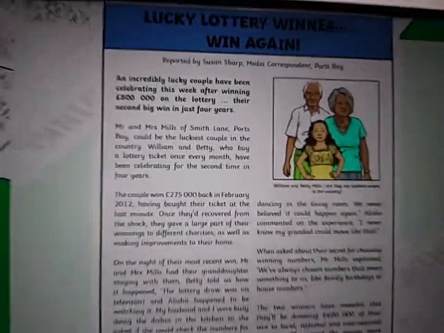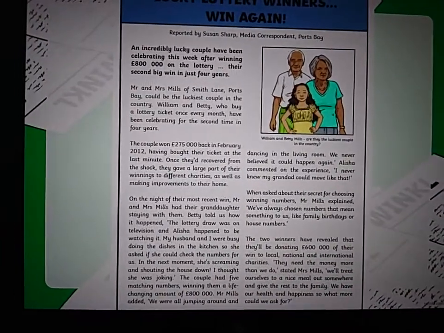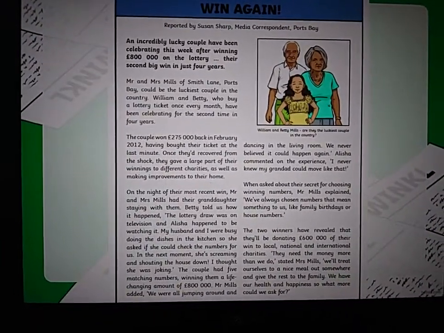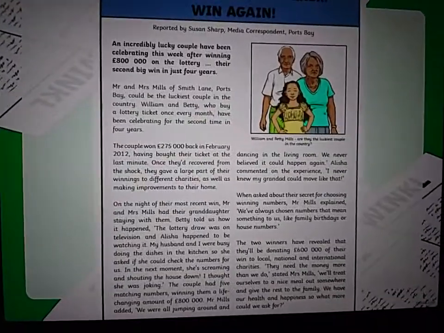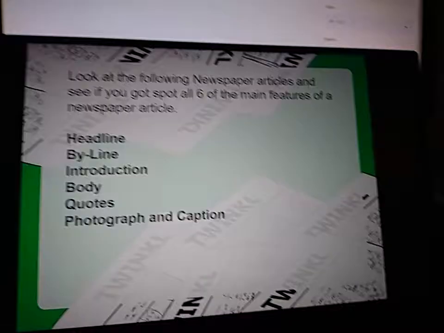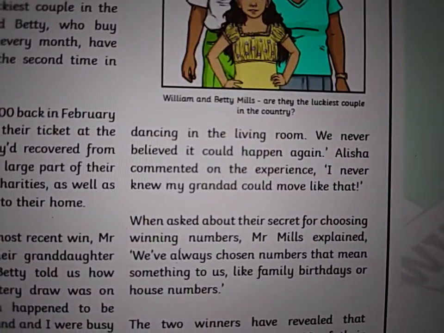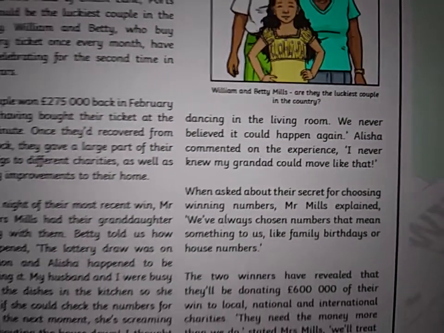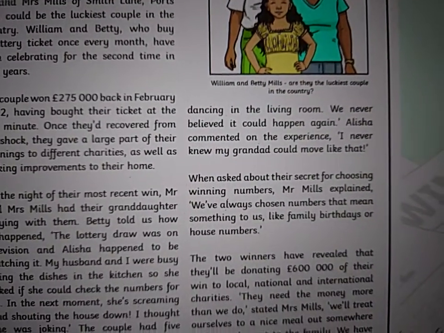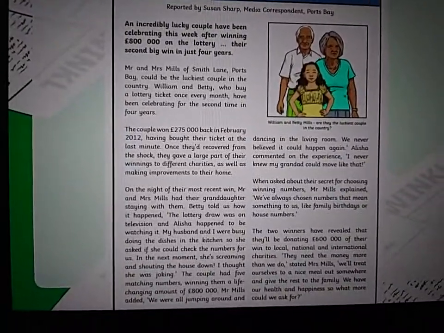Does it have the main body? Yes, it does. It's got the rest of the writing here, going into more details and answering the questions how and why. And can we see any quotes? Let's have a look. There's loads of quotes here. "We never believed it could happen again," Aisha commented on the experience. "I never knew my granddad could move like that." Okay, so it's got loads of quotes. There's loads of examples there.